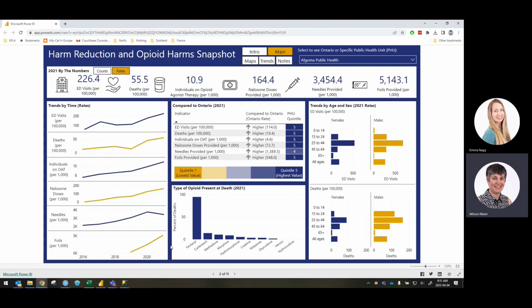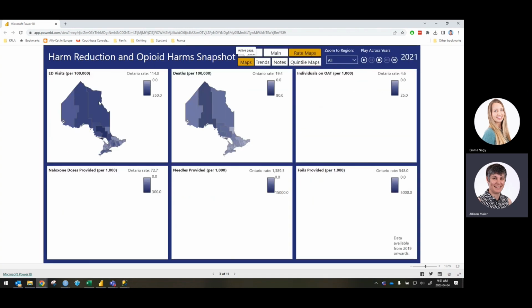Below that, we have a graph showing the type of opioid present at death for 2021. And on the side here, we show trends by age and sex. This data is only shown for ED visits and deaths, as those were the only 2 indicators where this data was stable and reportable.